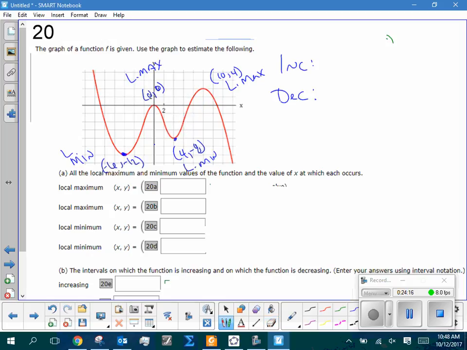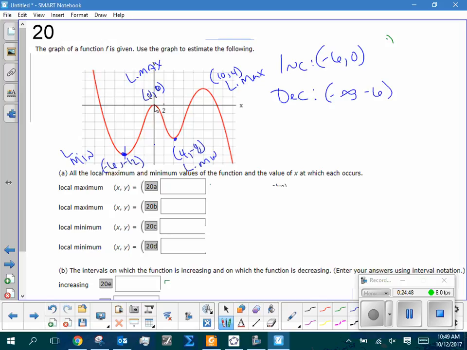So reading left to right, until I get to this first local minimum, that means from the left of it you are decreasing, and then to the right of it you're increasing. So from negative infinity up to negative 6, my graph is decreasing. My y values are getting smaller and smaller as I go left to right. Now, as I go from negative 6 to 0, my curve is rising. My y values are getting larger. So we're increasing from negative 6 to 0.